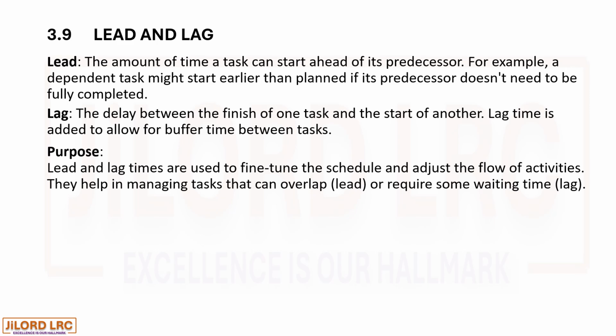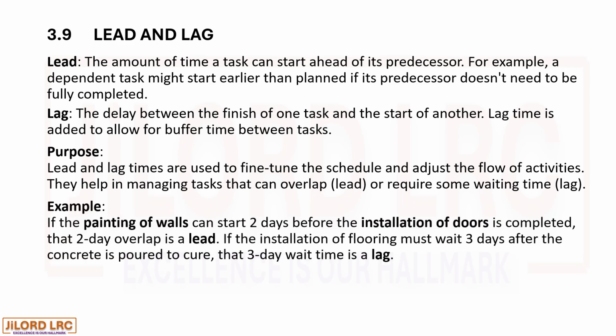Purpose. Lead and lag times are used to fine-tune the schedule and adjust the flow of activities. They help in managing tasks that can overlap, that is lead, or require some waiting time, that is lag. For example, if the painting of walls can start 2 days before the installation of doors is completed, that 2-day overlap is a lead. If the installation of flooring must wait 3 days after the concrete is poured to cure, that 3-day wait time is a lag.